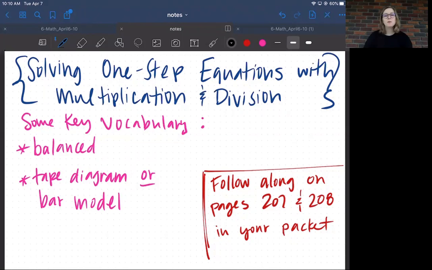And we also are going to be taking a look at a tape diagram, or in this packet, they are also calling them a bar model, okay? So a tape diagram and a bar model are the same thing, and we're going to use that to model what's happening with our addition and our multiplication and division one-step equations. So follow along on page 207 and 208.